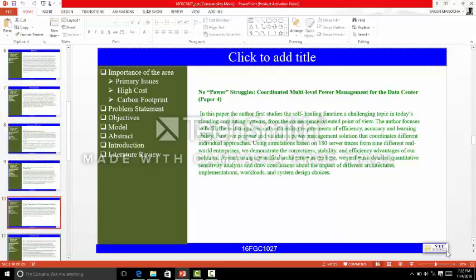The fourth paper title is No Power Struggles: Coordinated Multi-Level Power Management for Data Centers. In this paper, the author first studies the self-healing function, a challenging topic in today's cloud computing systems. The author focuses on fulfilling the self-diagnosis and self-healing requirements of efficiency, accuracy, and learning ability.